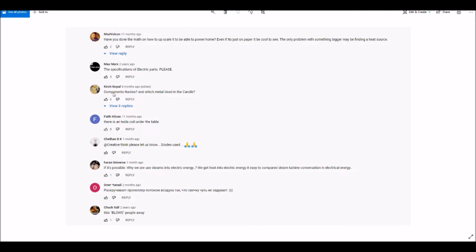Next one: components, please. And which metal is used in the candle? Which metal is used in the candle? This guy is completely out of sight. This guy lives on Mars.